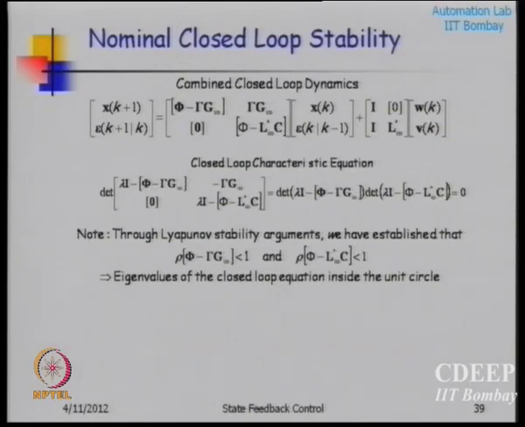If you view this equation as a deterministic equation where W and V are some bounded deterministic inputs to this difference equation, you make that approximation, then you can talk about bounded input, bounded output stability by looking at the eigenvalues of this matrix. This is the augmented state vector, and this is the matrix whose characteristic equation will determine whether the system is closed loop stable. Now, this argument we have done earlier for the state feedback control law.